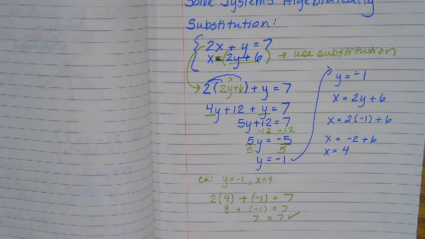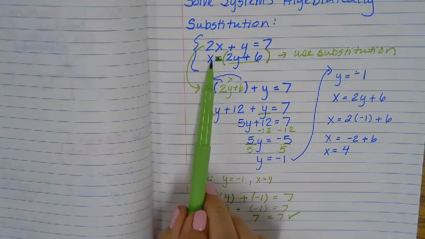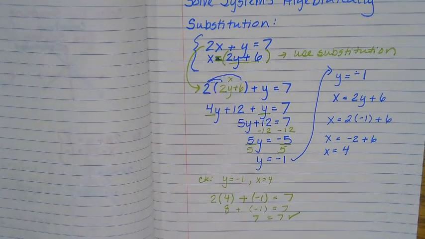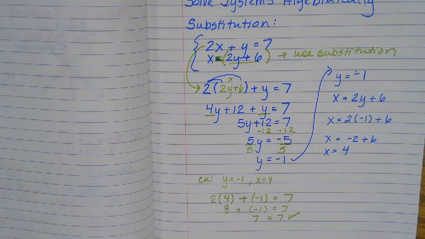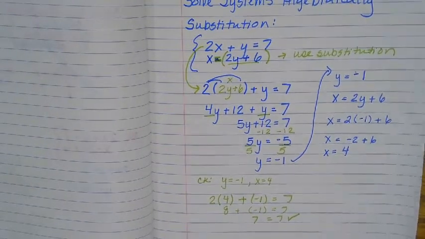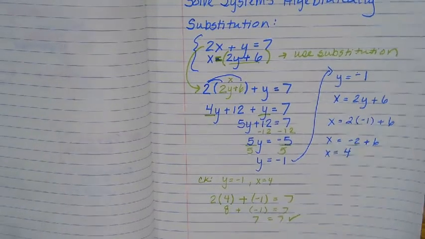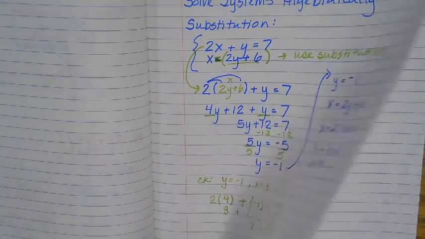Okay, so this method, like I said, is best used when you have just x equals and you can plug it in for x, or you have something that says y equals and you can take that and plug it in for y. Okay? Okay to go ahead and switch this page? Okay, I don't have enough room to do another problem.